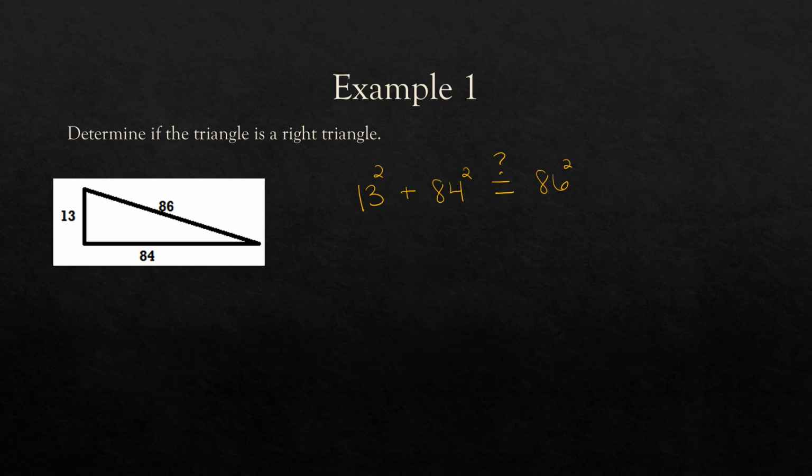13 squared is 169. 84 squared is 7,056. Is that equal to 85 squared, which is 7,225? So 169 plus 7,056 is 7,225, and that is not equal to 7,396. So this is not a right triangle.